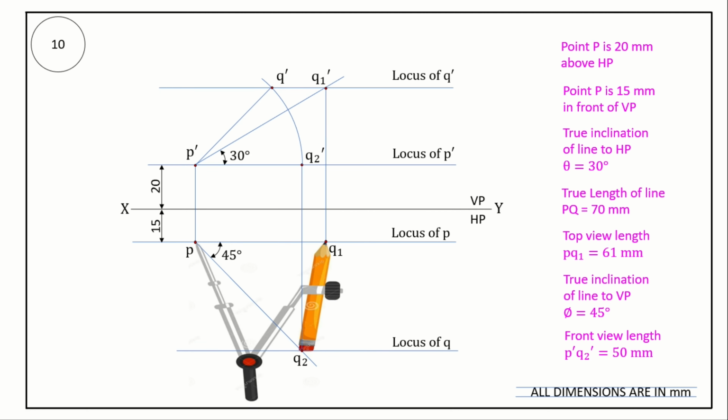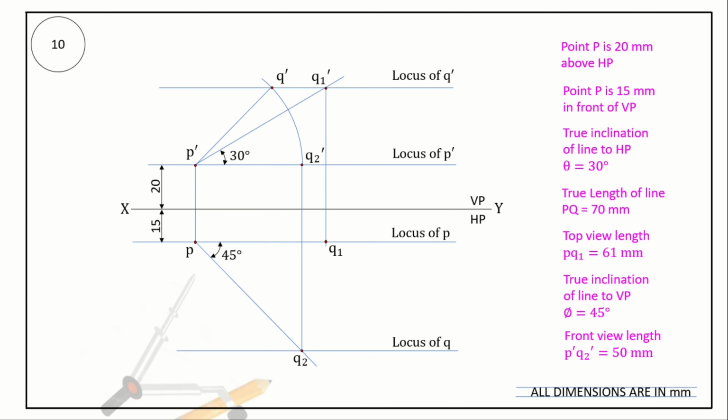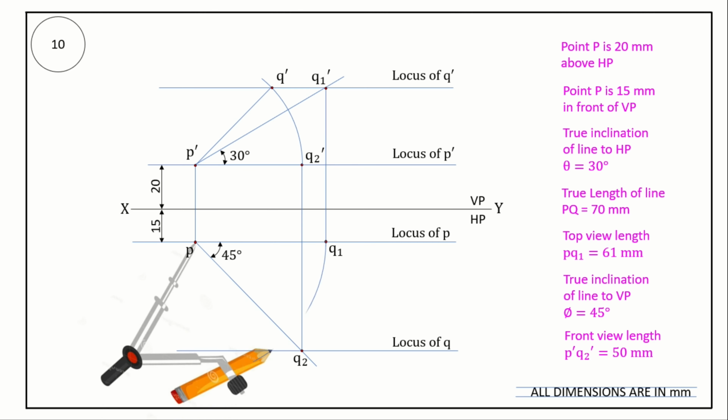Again, take a compass, measure radius of length equal to pq1. This length is equal to 61 mm. With center point as p, draw an arc. This arc cuts locus of q at a point q. Join PQ by a straight line. This line is the top view of the given line.